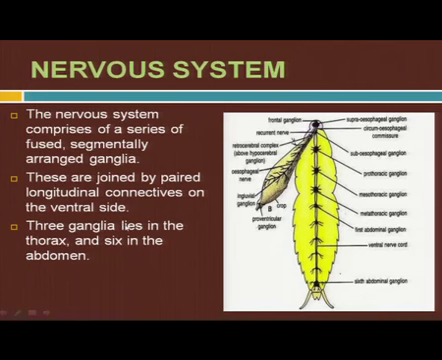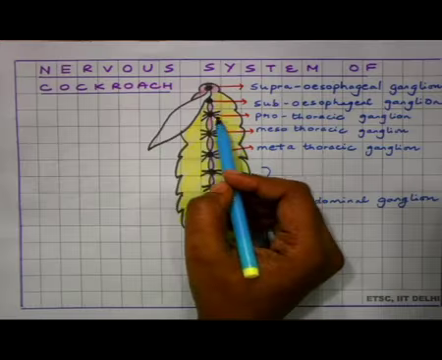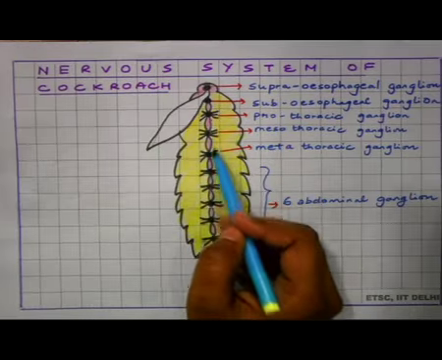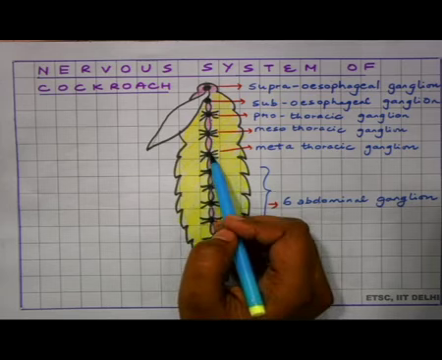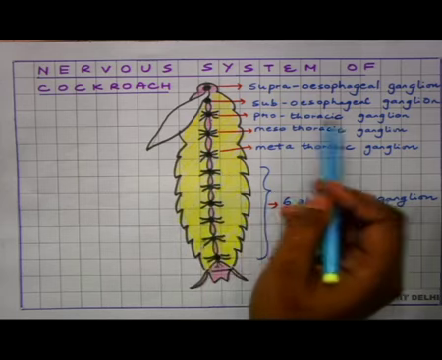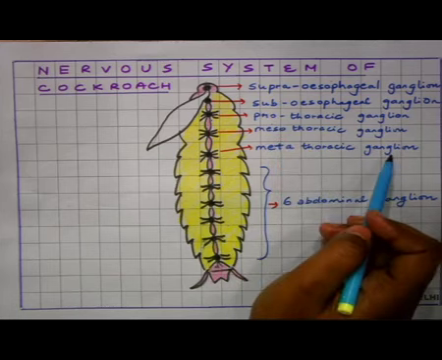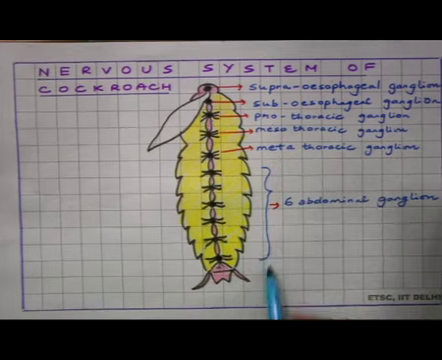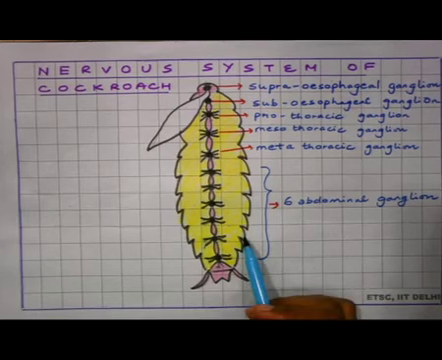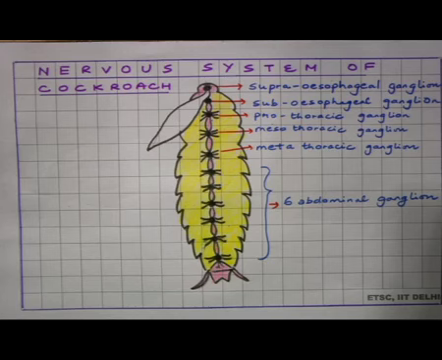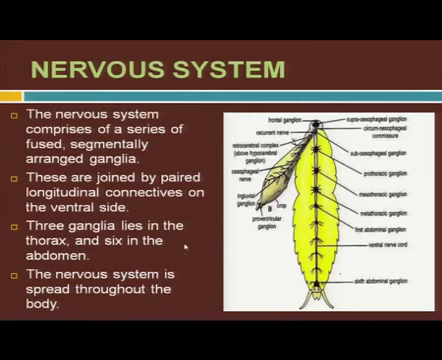Three ganglia lie in the thorax region. You can see here 1, 2, 3. The prothoracic ganglion, mesothoracic ganglion and the metathoracic ganglion, and 6 abdominal ganglia are present, right. So, there are 3 ganglia in the thorax and 6 in the abdomen, and the nervous system is spread throughout the body.